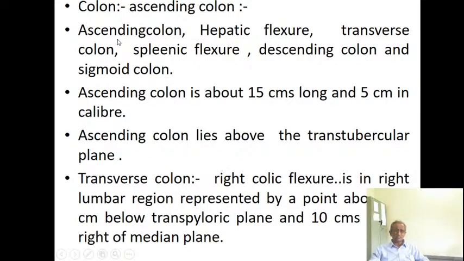Colon: ascending colon, hepatic flexure, transverse colon, splenic flexure, descending colon, and sigmoid colon are the various parts of the colon. And ascending colon is about 15 centimeters in length and 5 centimeters in caliber. Ascending colon lies above the transtubercular plane, whereas the right colic flexure is in the right lumbar region, represented by a point about 2.5 centimeters below the transpyloric plane and 10 centimeters to the right of the median plane.